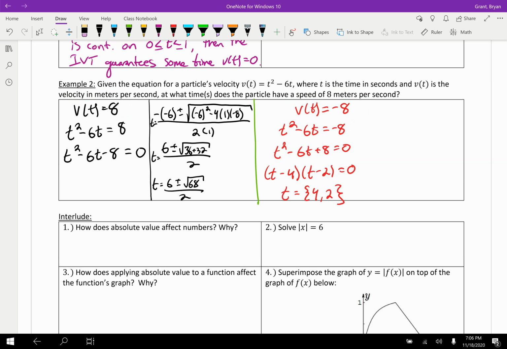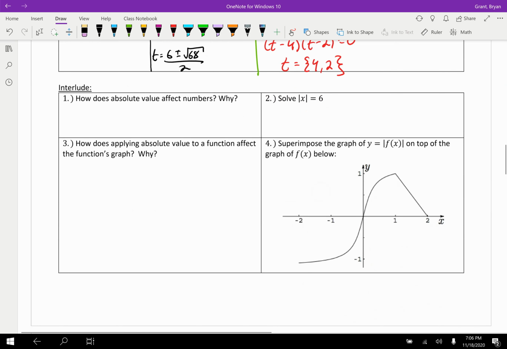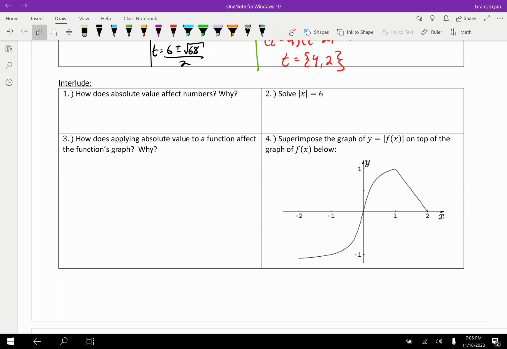All right, so I promised you maybe a faster way, so we're going to have a brief interlude here. The interlude is, how does absolute value affect numbers, and why? Hopefully you remember that absolute value essentially measures how far away a number is from 0. If we wanted to measure how far away 6 is from 0, the answer would be 6. But if we wanted to measure how far away negative 6 is from 0, the answer would also be 6.